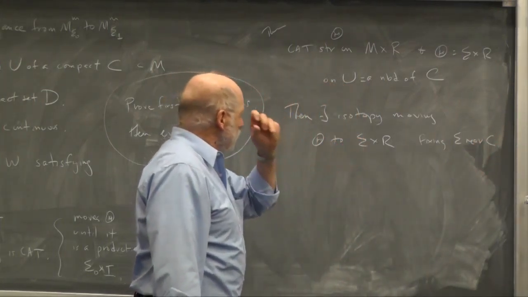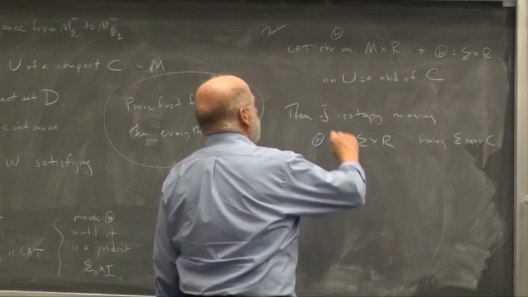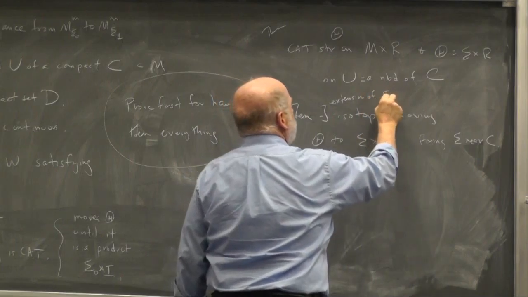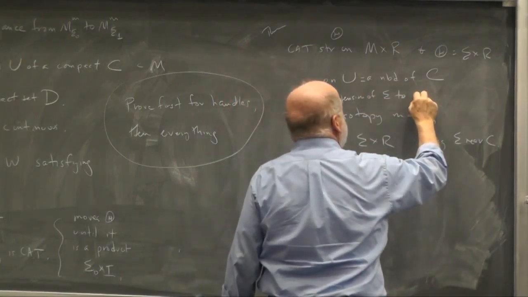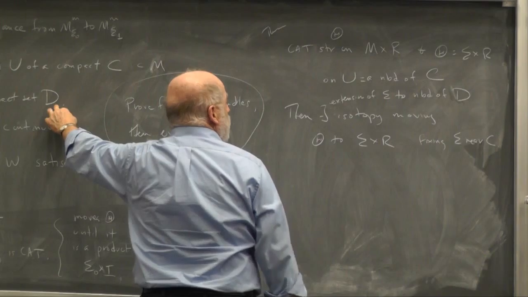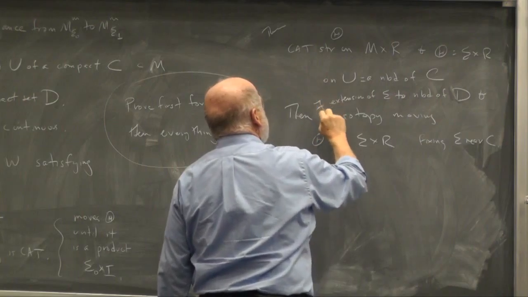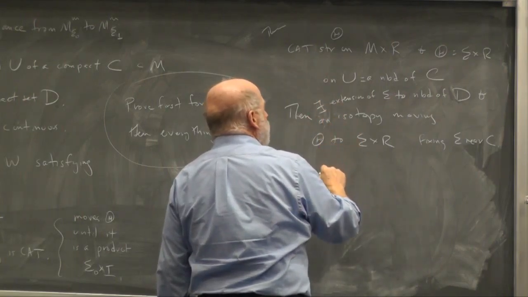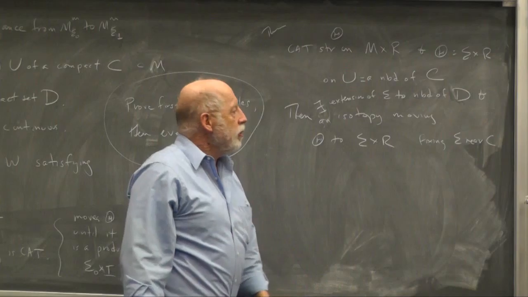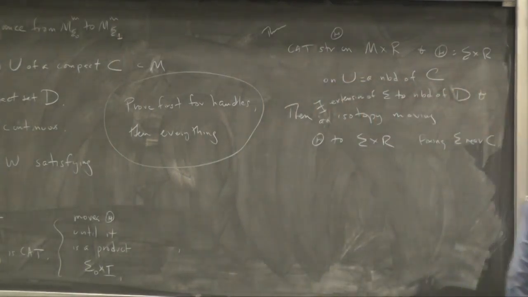Well, this is a little imprecise. I don't have a sigma yet. So there exists an extension of sigma to a neighborhood of D, extended over D, and an isotopy moving theta to that new extension cross R. So it's the same kind of game.